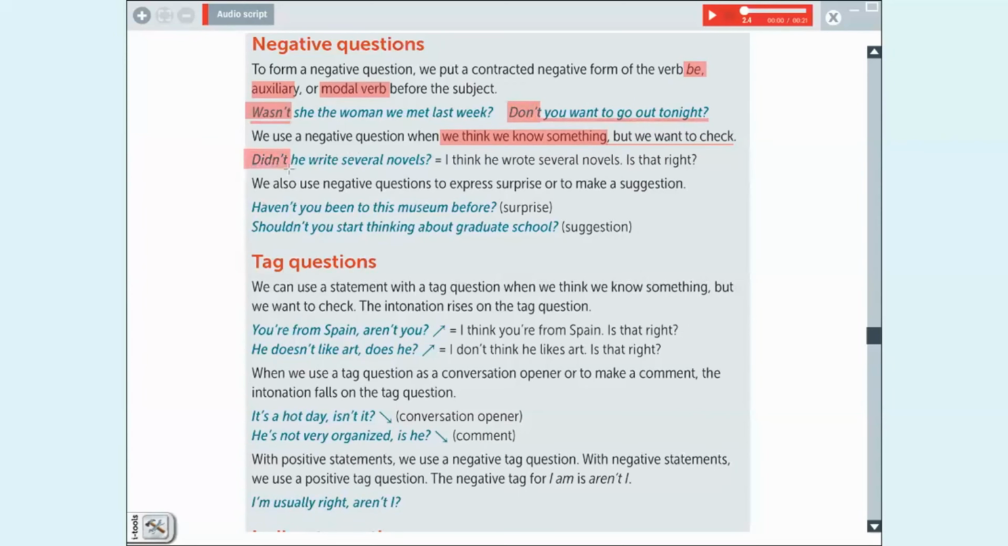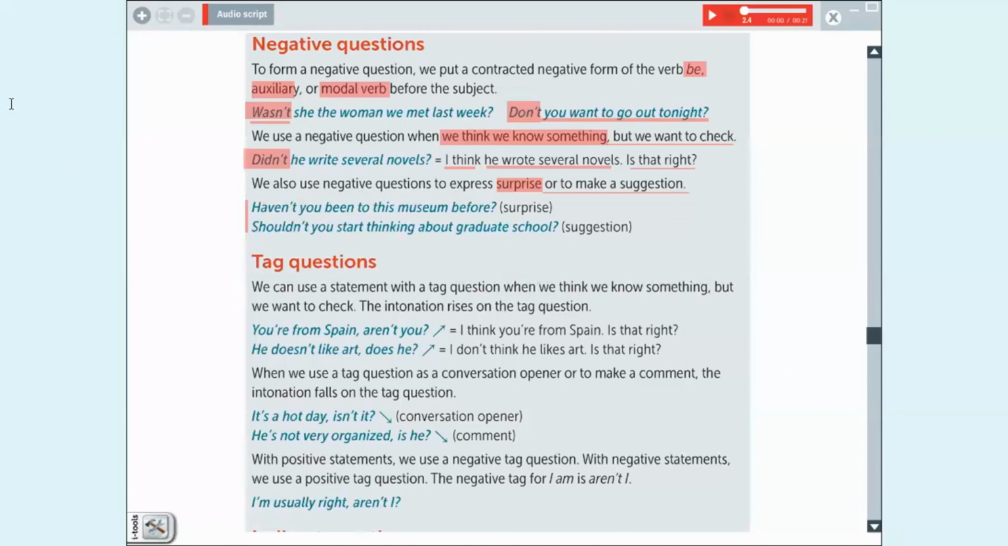Didn't he write several novels? I think he wrote several novels. Is that right? As you can see, we just want to double check. We also use negative questions to express surprise or make a suggestion. Could you please help me with these two examples? Okay. Haven't you been to this museum before? Shouldn't you start thinking about graduate school?